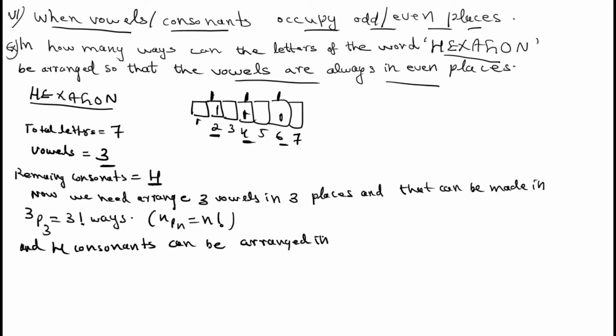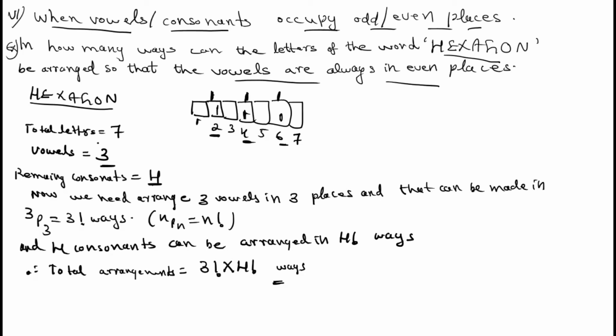Similarly, 4 consonants are given, you can arrange them in 4 factorial ways. So the consonants can be arranged in 4 factorial ways. So total arrangements is equal to, vowels can be arranged in 3 factorial ways, followed by consonants, so into consonants can be arranged in 4 factorial ways. So total arrangement is equal to 3 factorial into 4 factorial ways. The next step, simplify and find the answer.